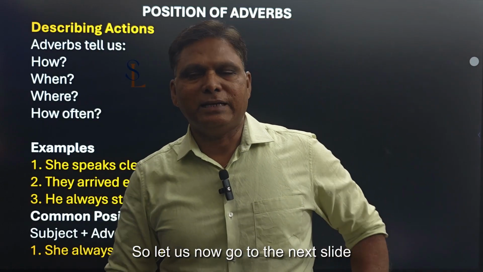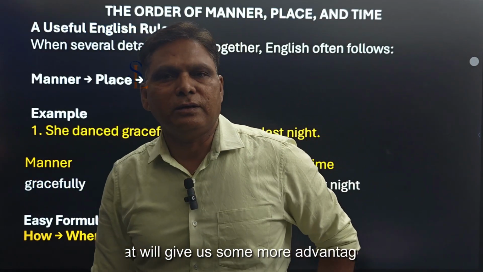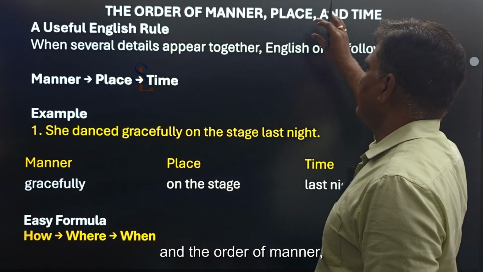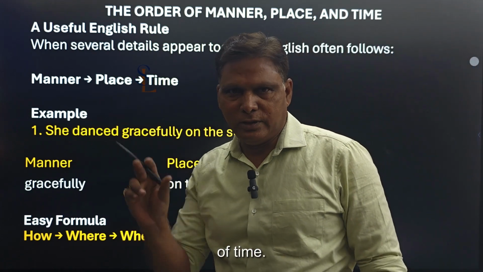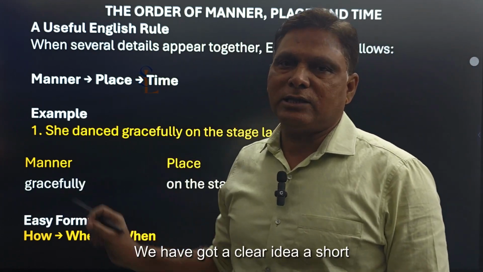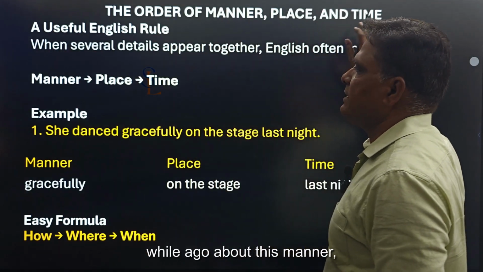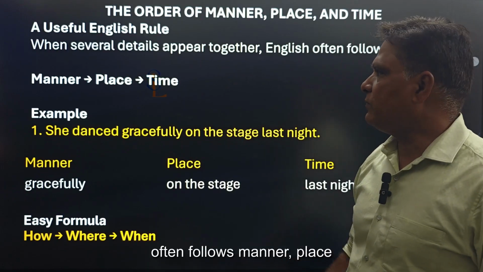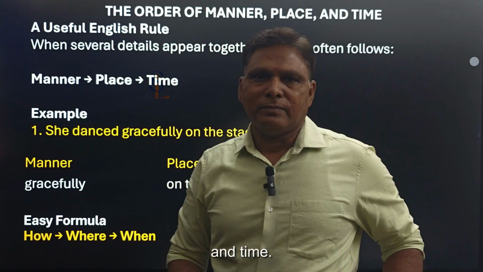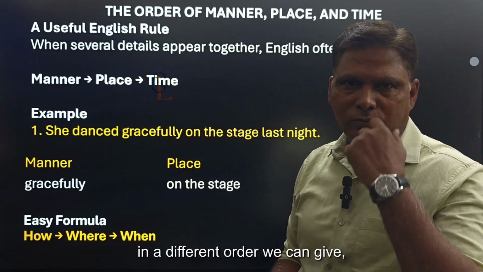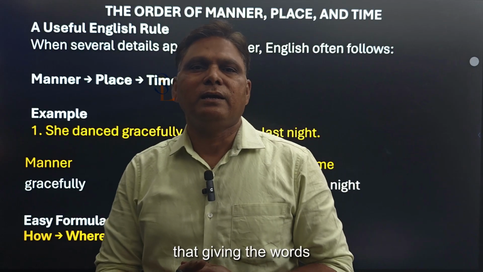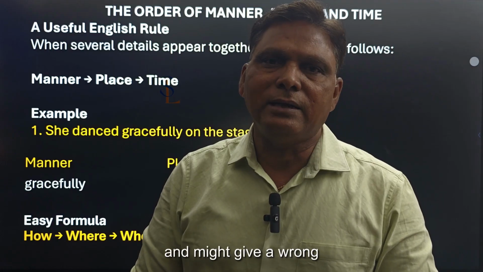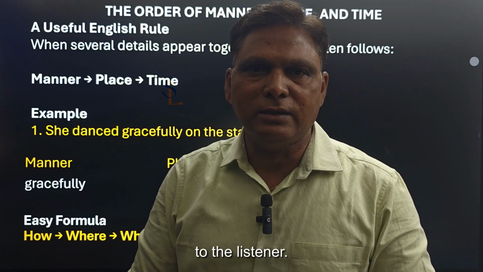So let us now go to the next slide that will give us some more advantages of understanding this word order, and the order of manner, the order of place, and the order of time. We have got a clear idea a short while ago about this manner, place, and time. A useful English rule is when several details appear together, English often follows manner, place, and time. Can we give in a different order? We can give, but we have also identified that giving the words in a different order might change the exact meaning of the sentence and might give a wrong meaning also sometimes to the listener.